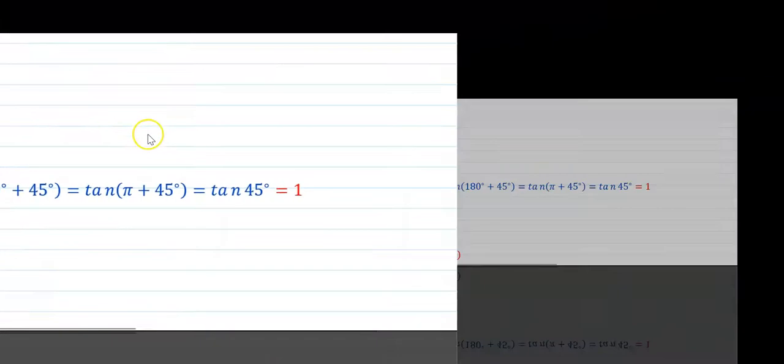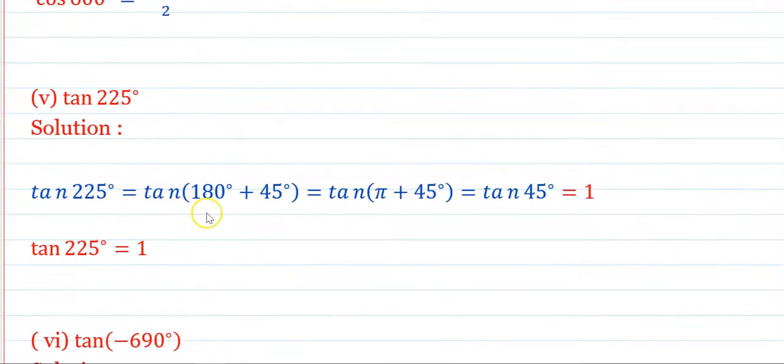Next, tan of 225. Tan of 225 can be written as 180 plus 45. And this is in the third quadrant. In the third quadrant, tan is positive. Okay. Function remains as it is because of integral multiple of pi. And therefore, it is tan of 45 and tan 45 is 1. And hence, the answer, tan of 225, is equal to 1.